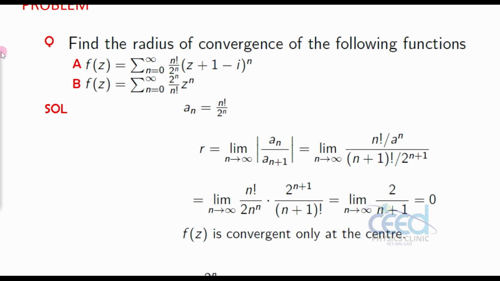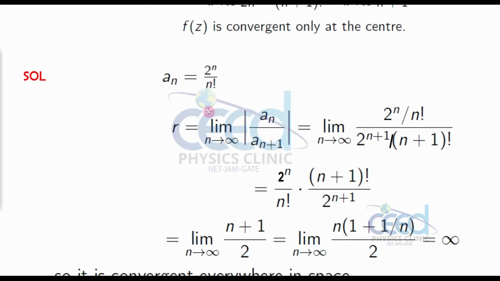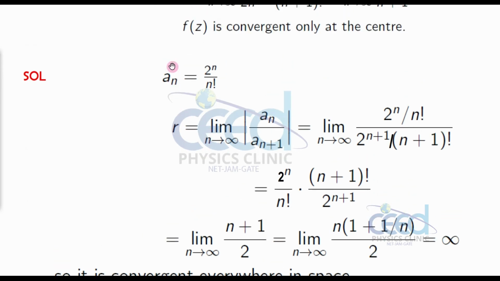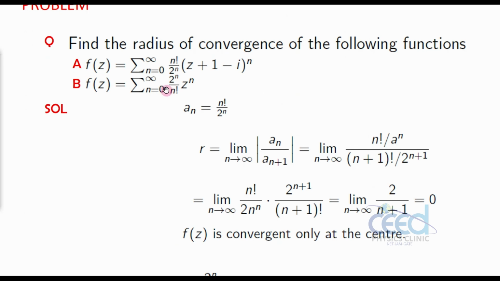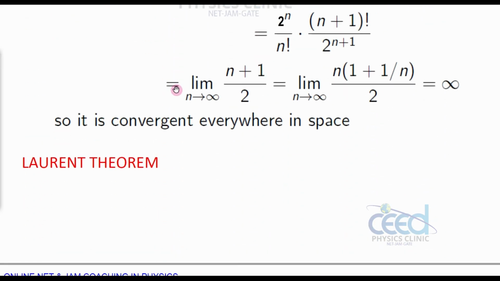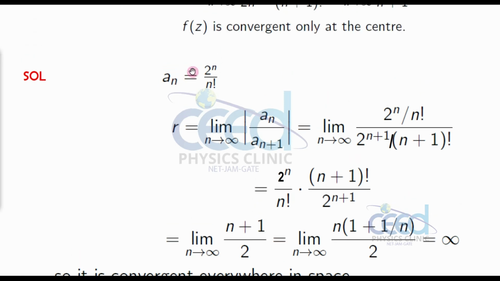Now let me go to another problem. Another problem is a_n, which is given in the question, 2 raised to n by n factorial into z raised to n. So what is a_n? a_n is equal to 2 raised to n by n factorial. So that is given here.